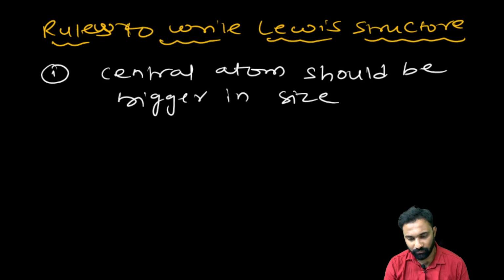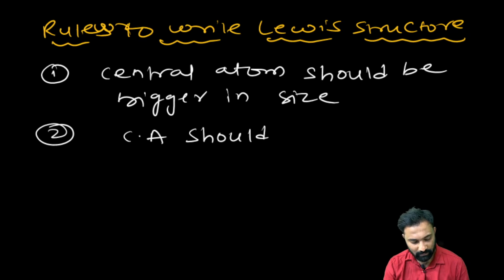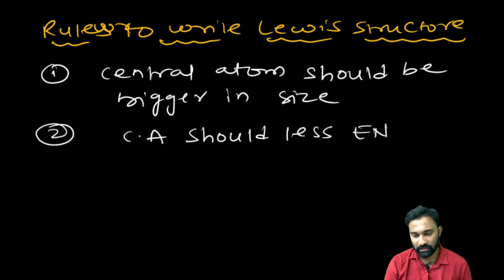This is the first key point. Second one, the central atom should be less electronegative. It should be the less electronegative, right?